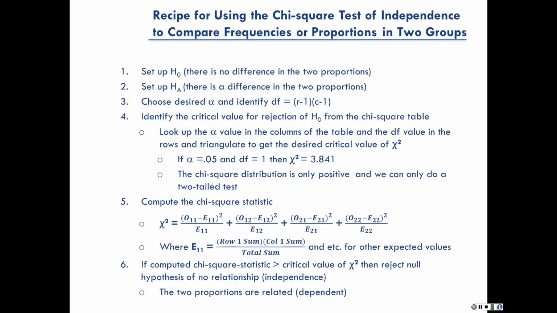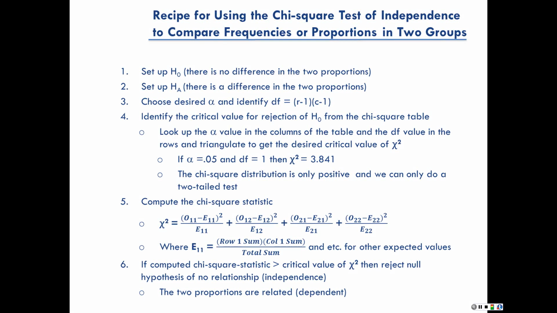And so in terms of thinking about how to apply this for hypothesis testing, I've written a recipe here for you that I've also posted in Blackboard. So again, we're comparing the frequencies or proportions in 2 groups. And so the first step is just to set up the null hypothesis. And here the null hypothesis, you just put it in words. There's no difference in the 2 proportions. The alternate hypothesis, you put it in words. There is a difference in the 2 proportions.